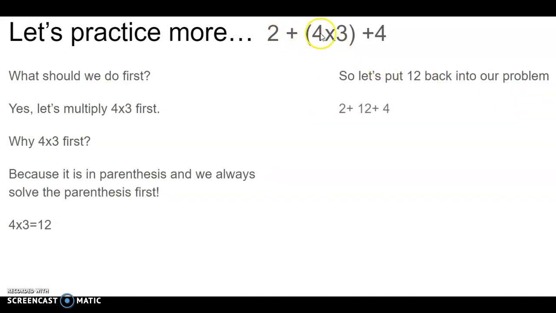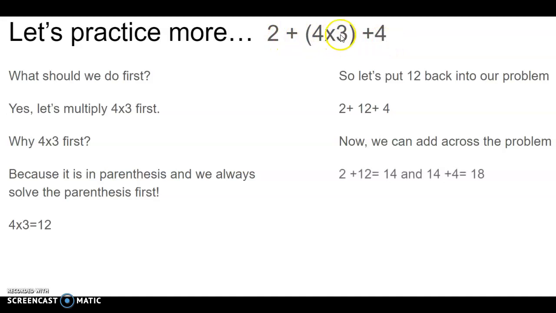Now we're going to say 2 plus 12 plus 4. So now we can just add across the problem. 2 plus 12 equals 14, and 14 plus 4 equals 18. 18 is our final answer.